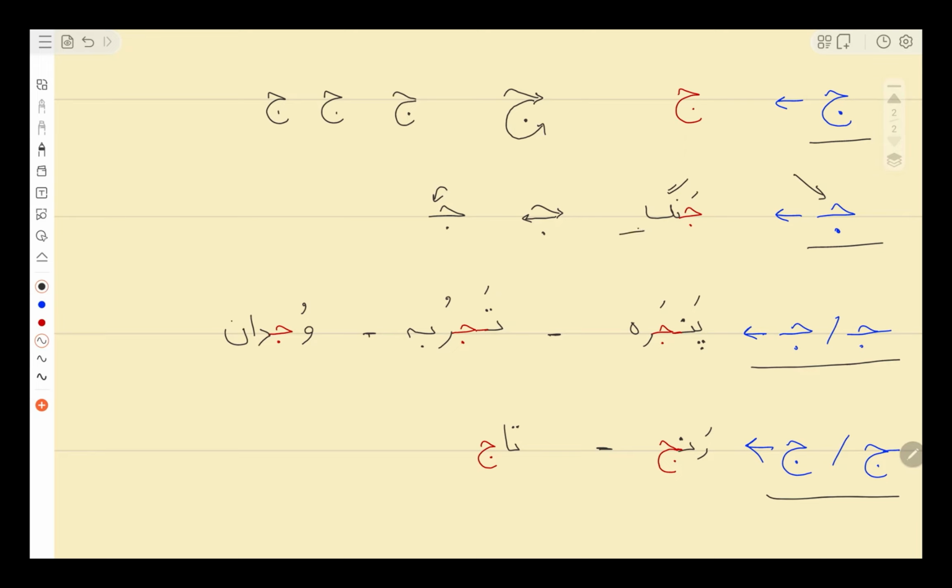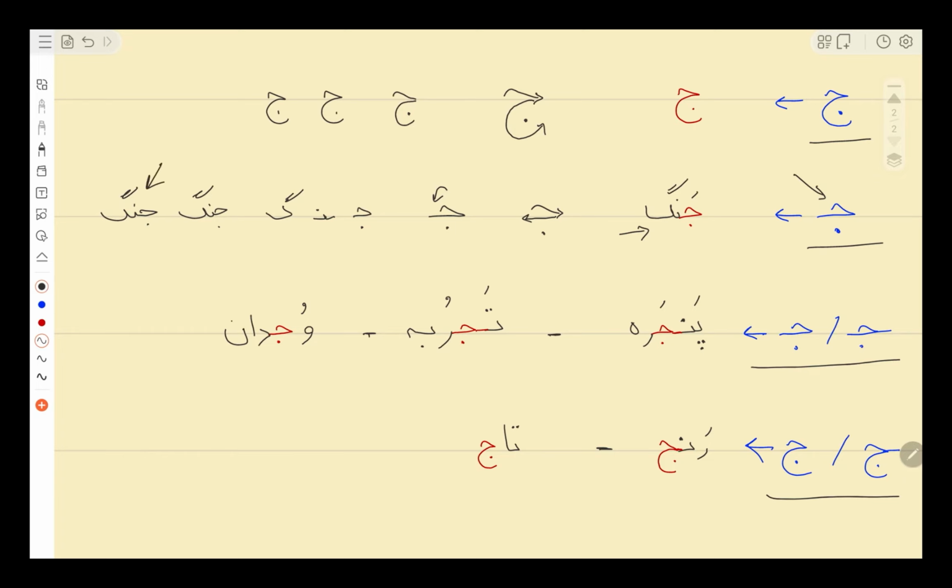Just like the word Jang, you have the letter J, Ne, and Ge, and together they make the word Jang. Jang. Sorry for the bad handwriting here.